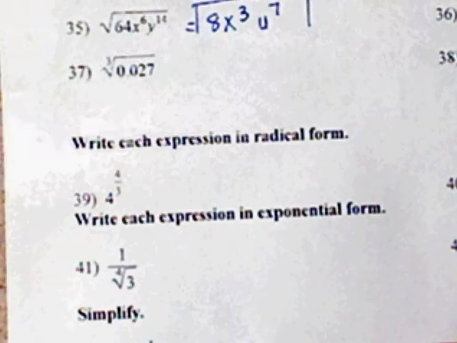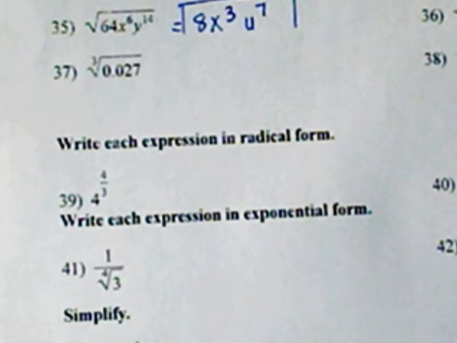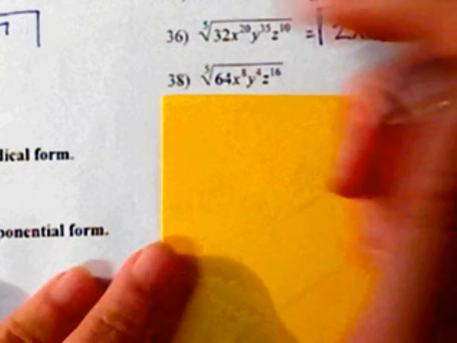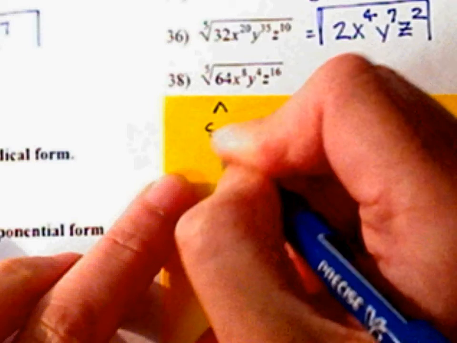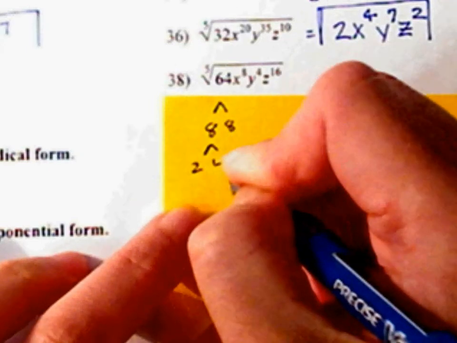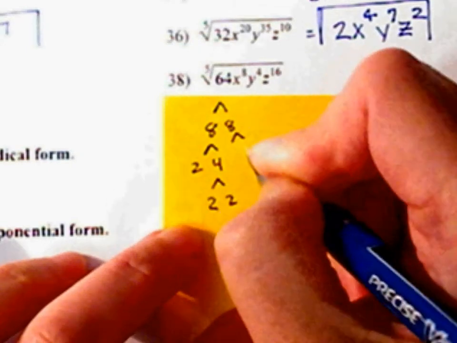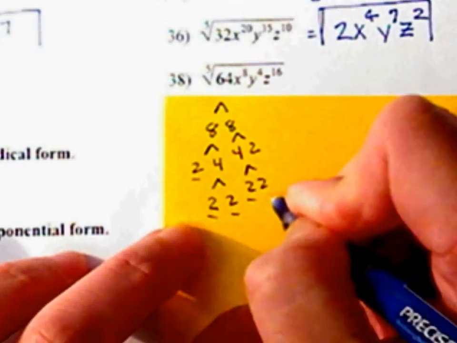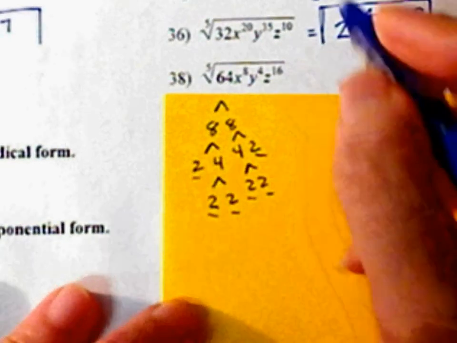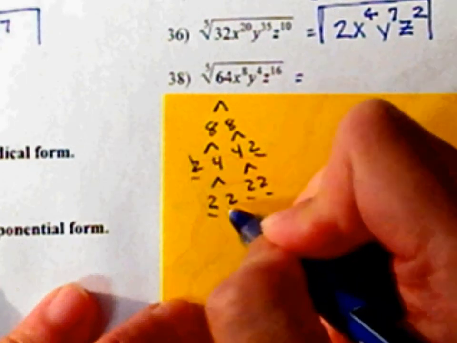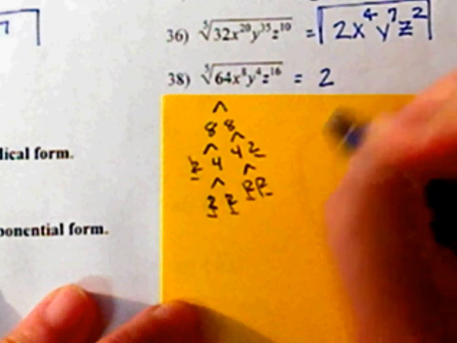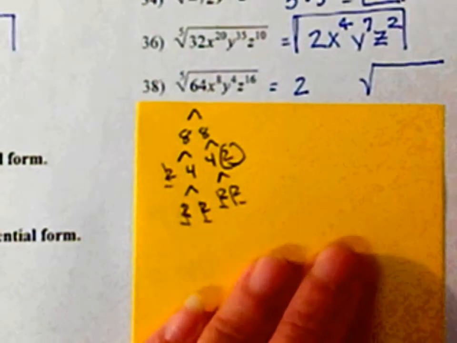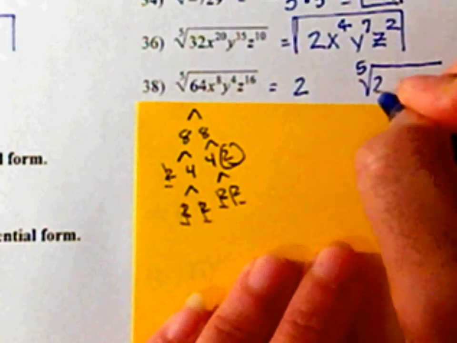Number 38. All right. 5 of a kind. Factors of 64. 8 and 8. 2 and 4. 2 and 2. Same thing. 4 and 2. 2 and 2. 1, 2, 3, 4, 5, 6. I am looking for 5 of a kind. 1, 2, 3, 4, 5, with a 2 left over. Okay, so you can come over here, draw your radical sign, don't forget your root. I have a group of 2 come out with a 2 left over.